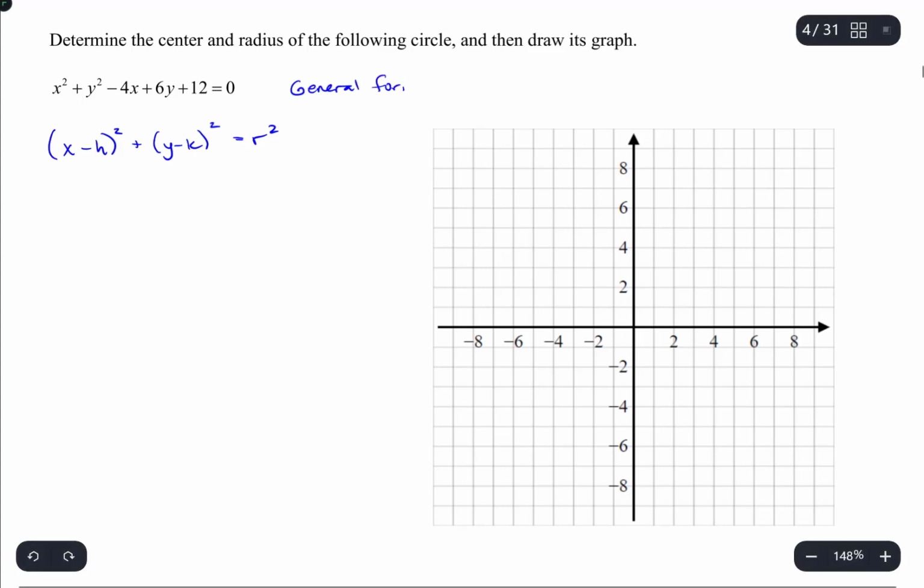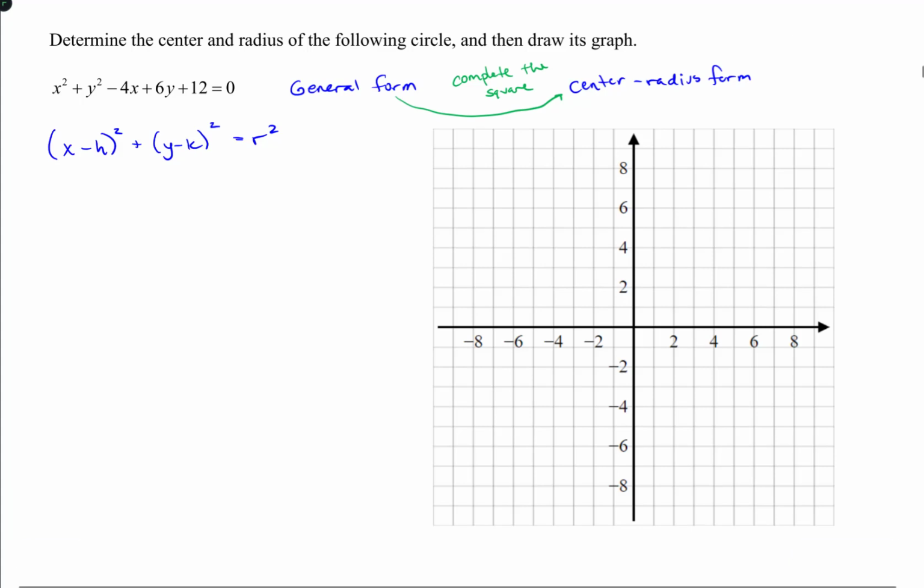of a circle. And to get from general form into center radius form, what we have to do is complete the square. So if we want to get from general form to center radius form, the transformation in between has to be complete the square. And completing the square will have to be done in both the x and the y variables.